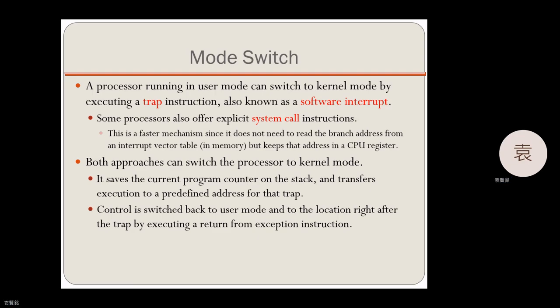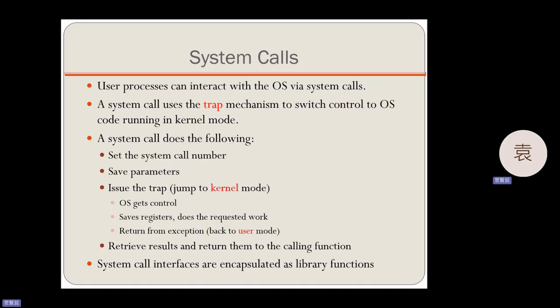So that's the basic mode switch mechanism. When a process tries to access some system resource that is only provided by the operating system, it issues this trap instruction. Most operating systems provide system calls to let user processes interact with the operating system. A system call is implemented in such a way that it uses a trap mechanism to switch control to operating system code, and that code runs in kernel mode.